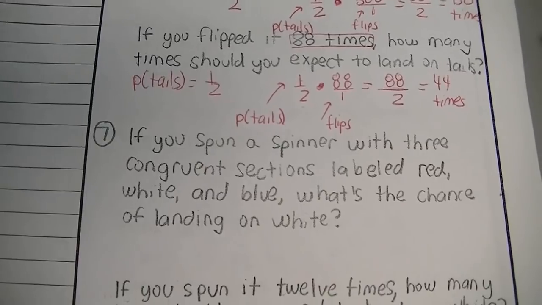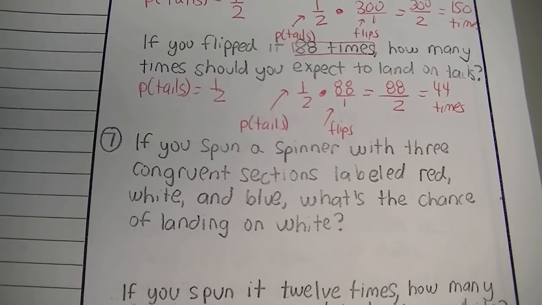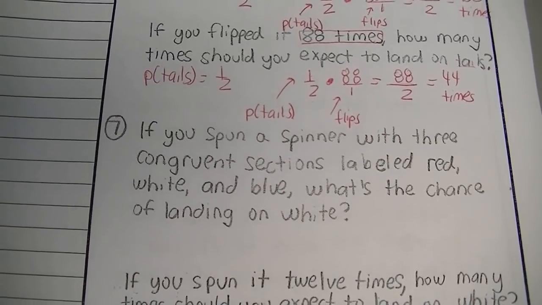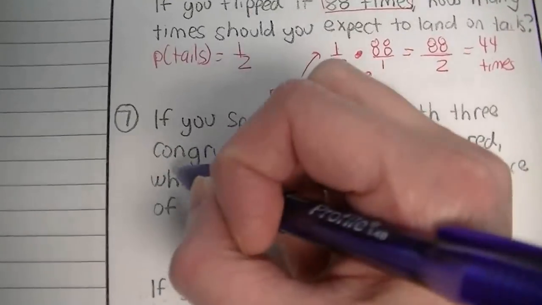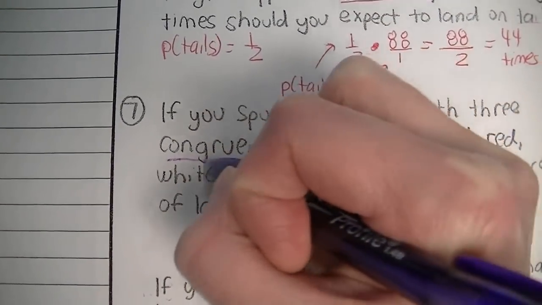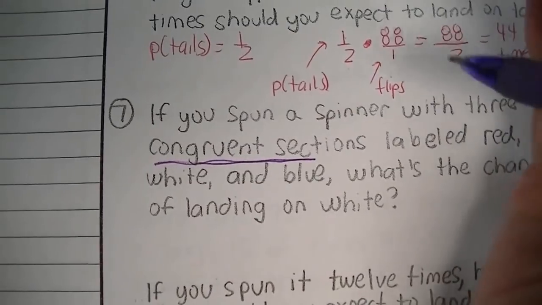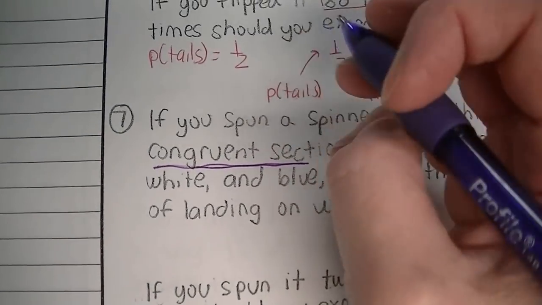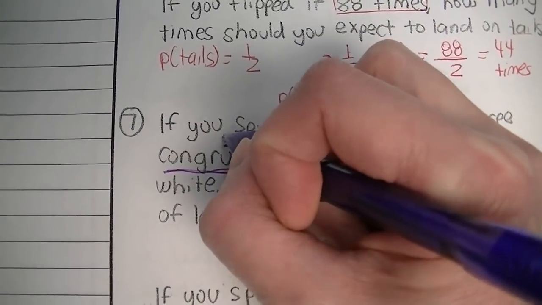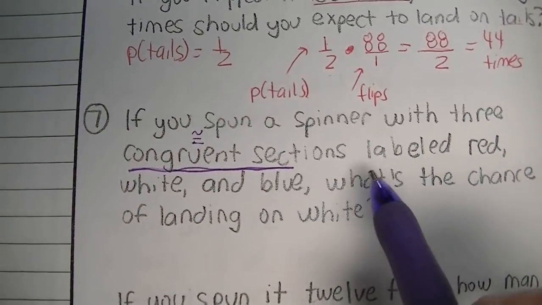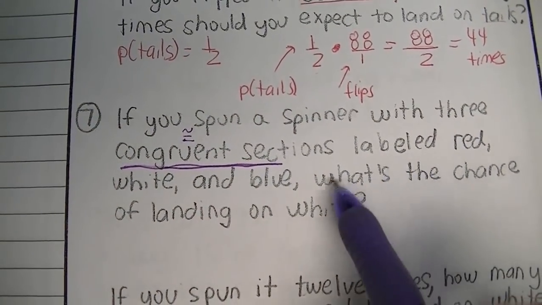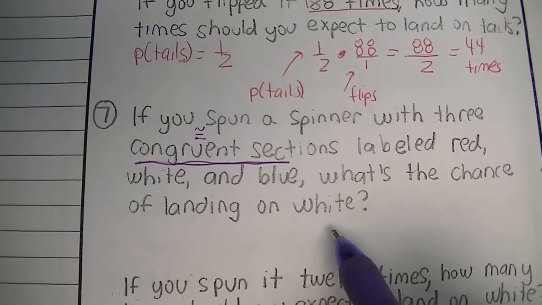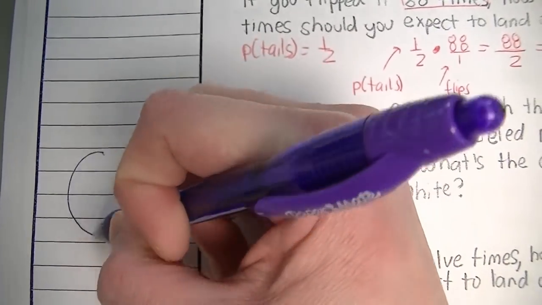Okay, number 7. If you spun a spinner with 3 congruent sections, remember congruent, that's important, they're equal sections. So it's like a fair spinner, not one of those with uneven sections. If you spun a spinner with 3 congruent sections labeled red, white, and blue, what's the chance of landing on white? It helps me when I just draw a picture.